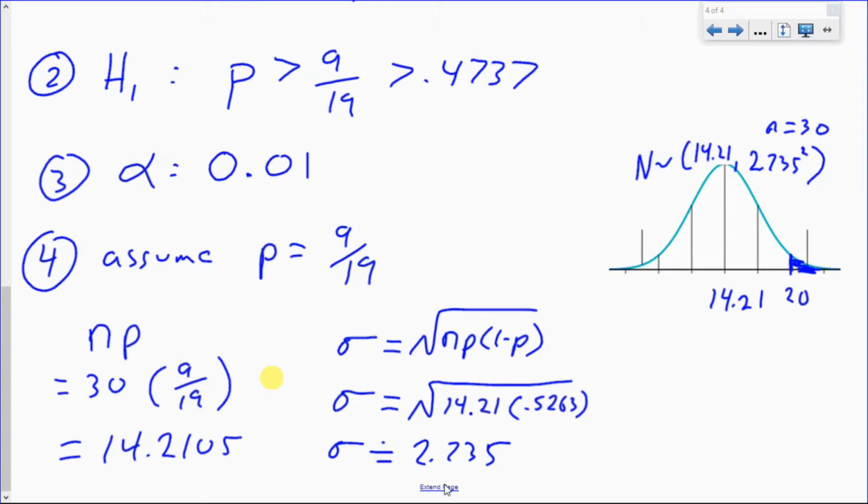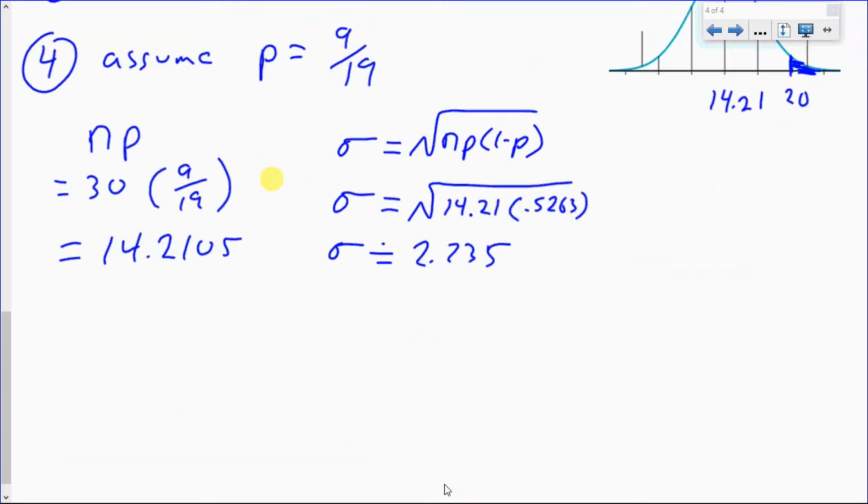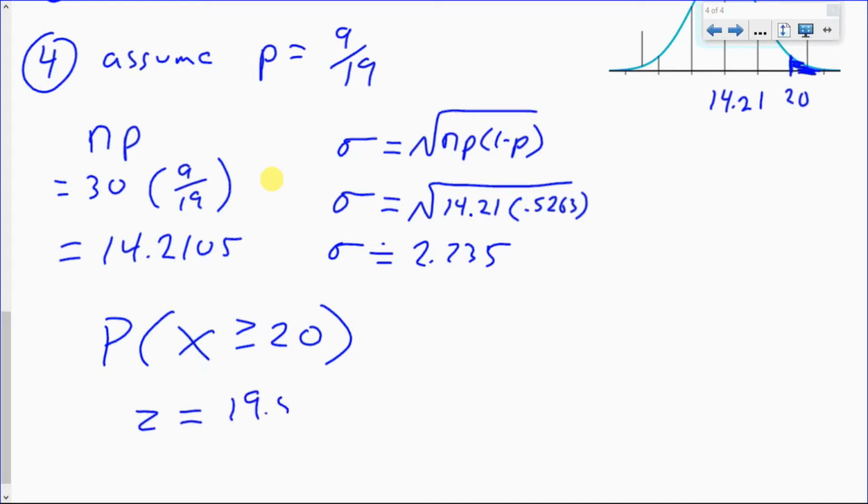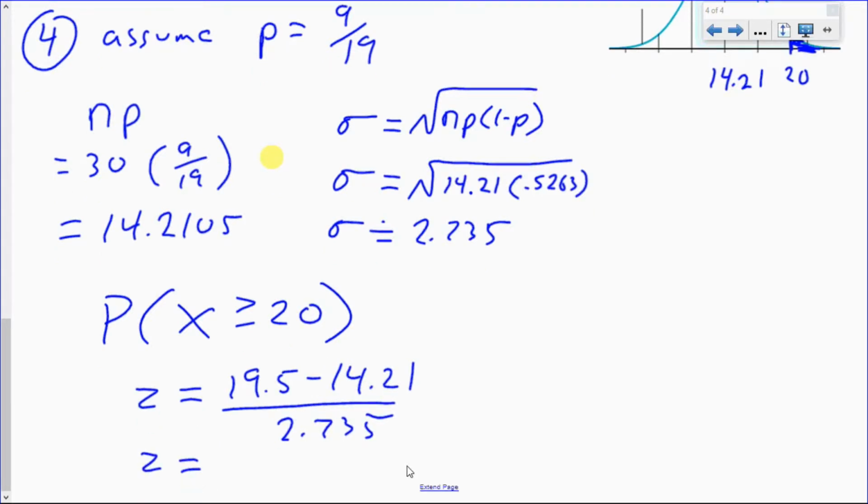And so we start looking at z-scores next. So we want to know, what is the probability that you get 20 or more reds, given the null hypothesis is true? Now again, anything that's 19.5 or up will round to 20. So we'll use 19.5, subtract 14.21, all divided by our standard deviation. A z-score is just the number of standard deviations from the mean you are. So a z-score in this case is 1.93.